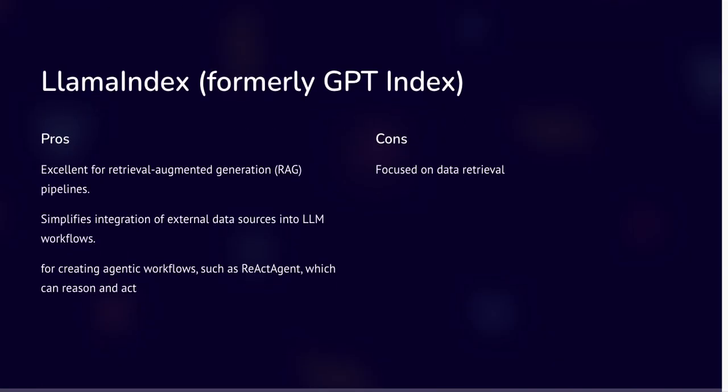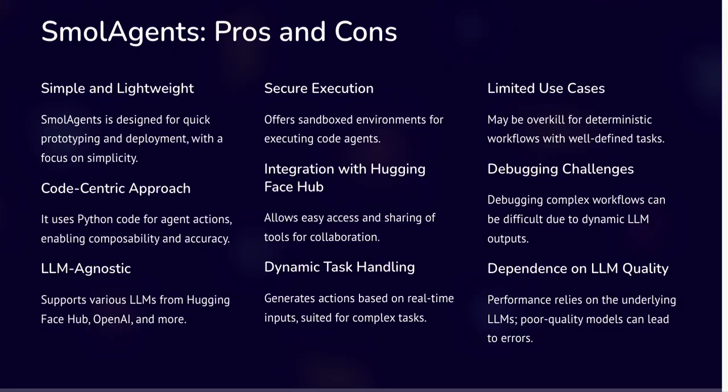LlamaIndex, formerly GPT Index, is excellent for retrieval augmented generation pipelines. It simplifies integration with external data sources into LLM for creating agentic workflows such as React Agent, which can reason and act. So I think originally LlamaIndex was built for data retrieval, or focused on data retrieval, but I think that has changed and you have a lot more tooling built in with LlamaIndex as it's grown.